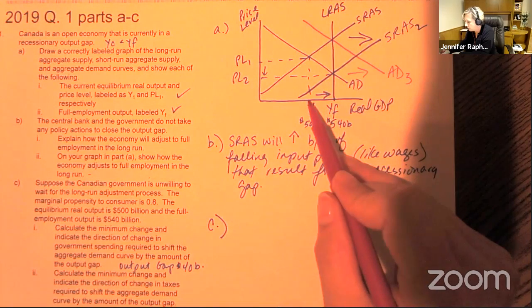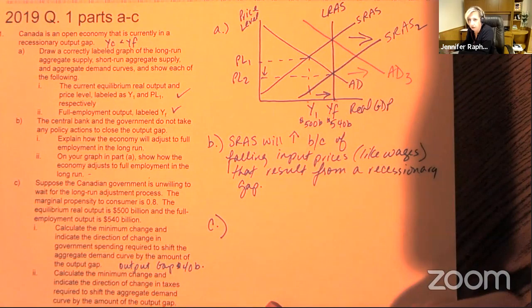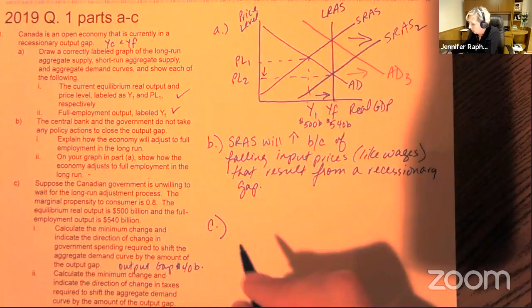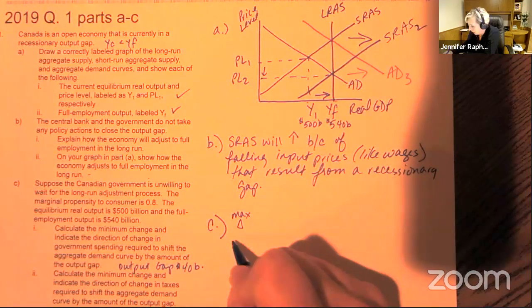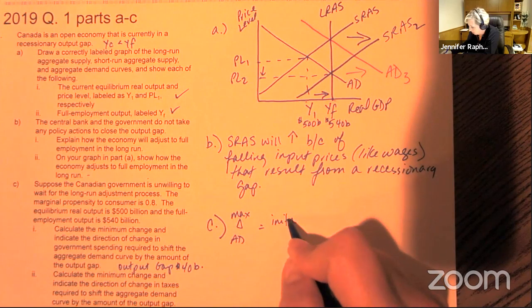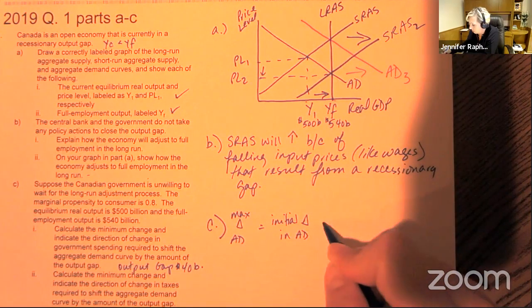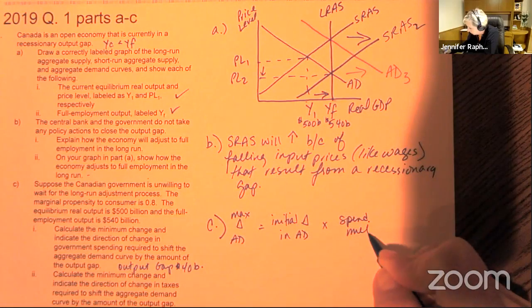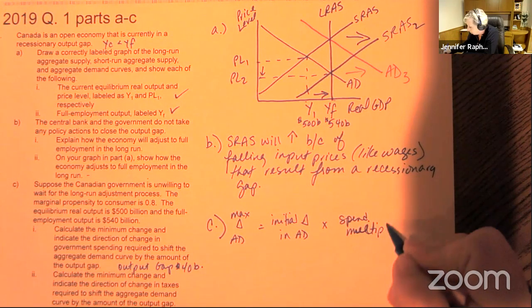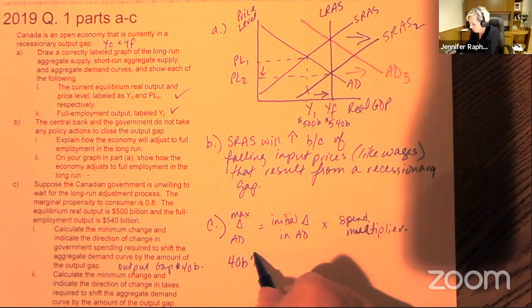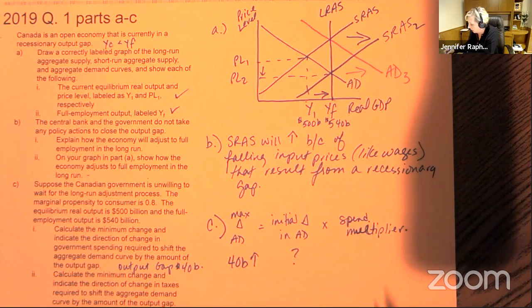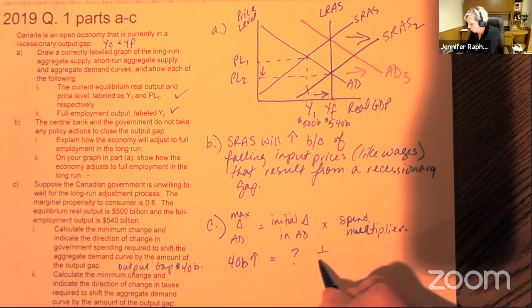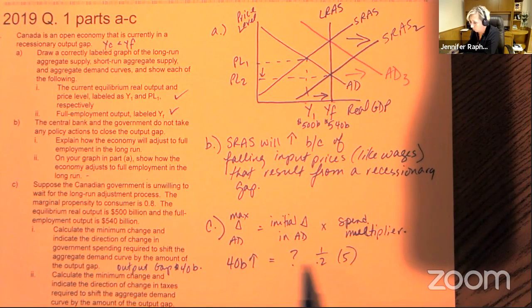So how much government spending do we need to get a $40 billion increase in real GDP? We can use our formula: the change in aggregate demand is equal to the initial change in aggregate demand times the spending multiplier. In this case, we want a $40 billion increase, and the question is how much we have to spend to get it. That's a function of the multiplier, which is 1 over 0.2, which is 5. So x times 5 equals 40, divide both sides by 5, and the increase in government spending should be $8 billion.